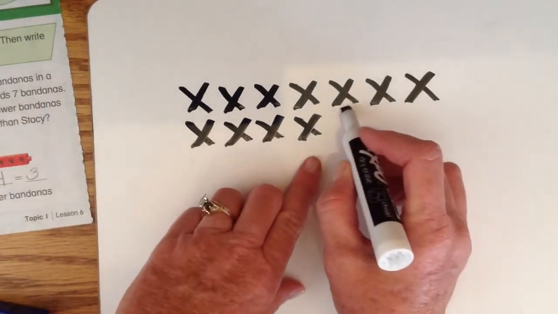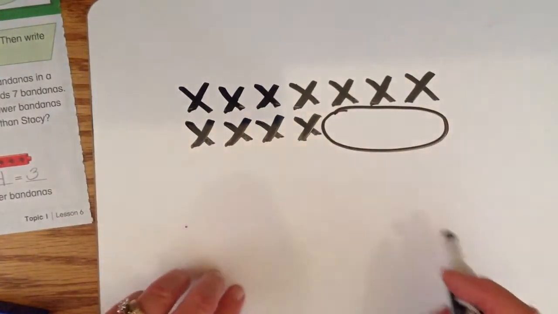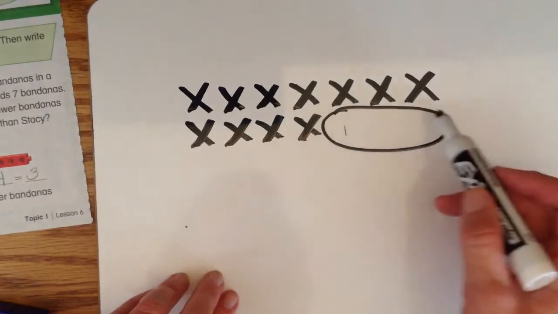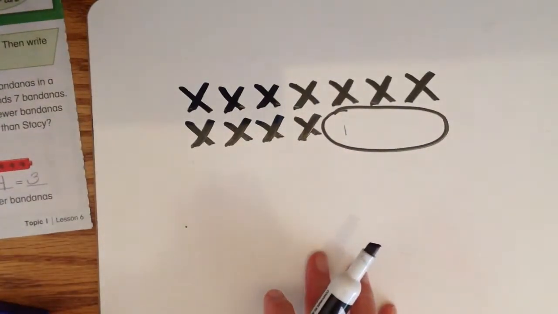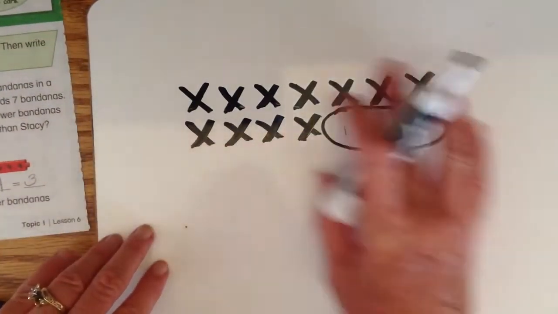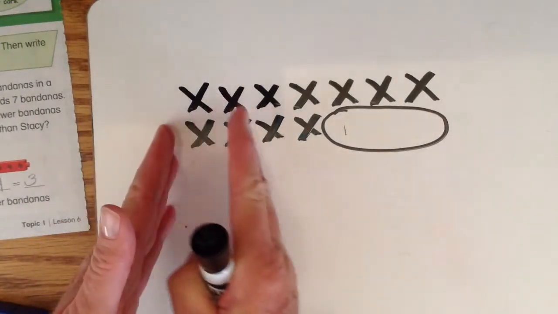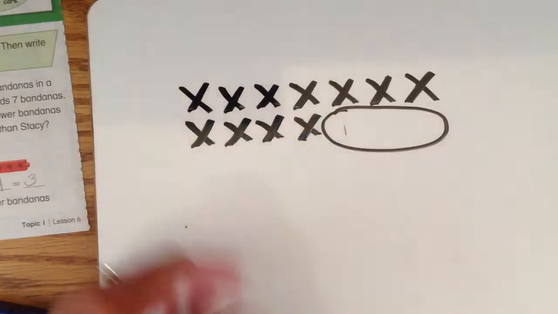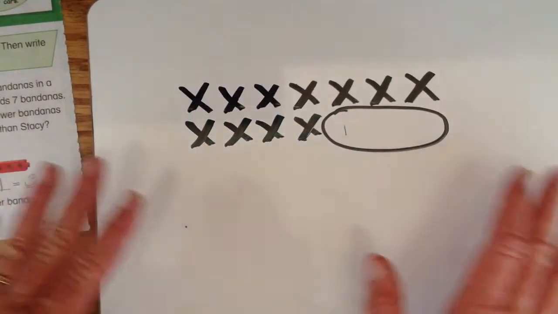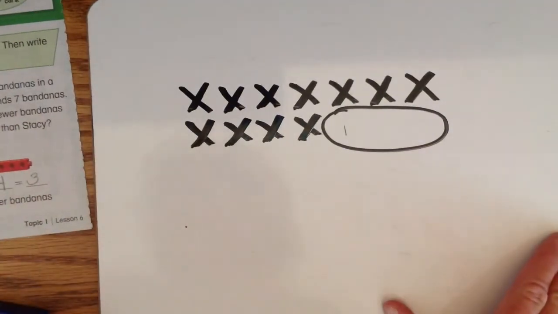And then I can look to see, well, what's missing over here? 1, 2, 3. So even if you don't have blocks, you can still line up X's or circles or something on a drawing, but you need to make sure they're all lined up if you're going to be able to see which row is longer and by how many.